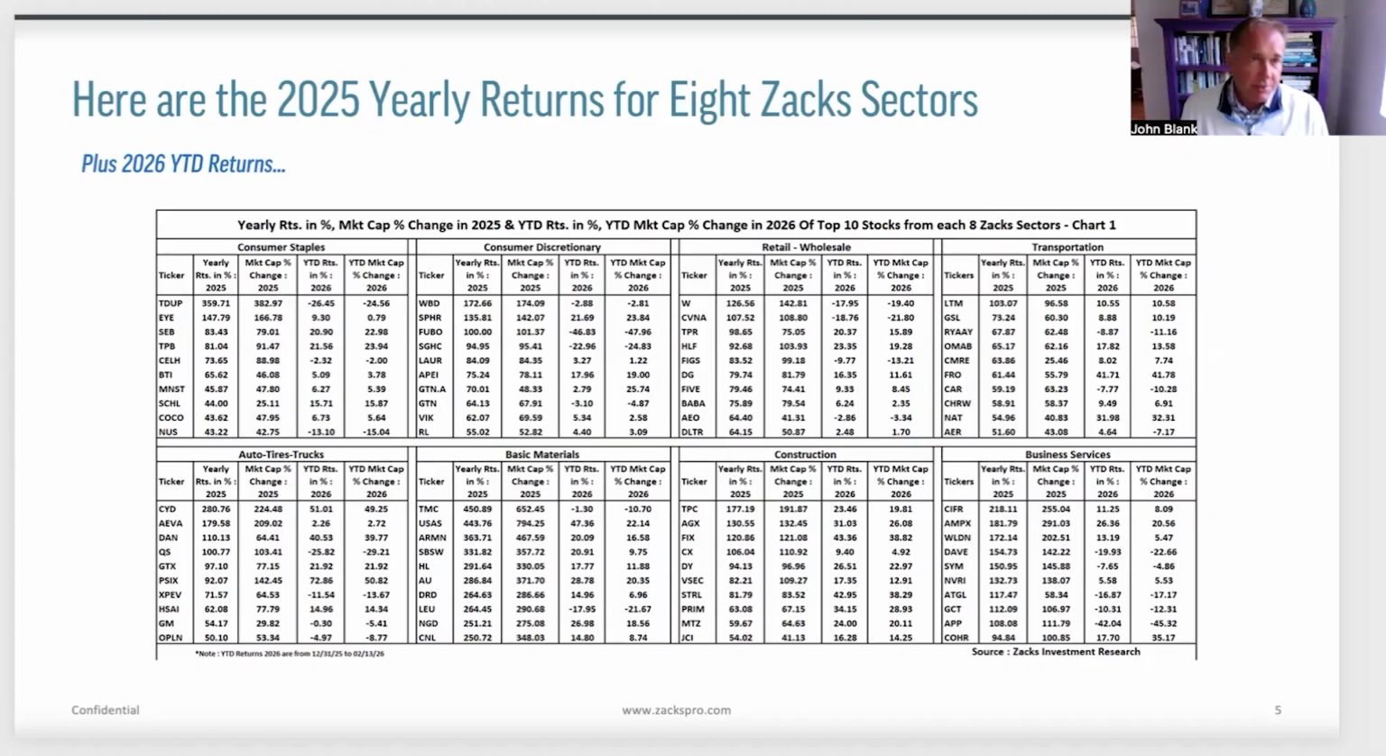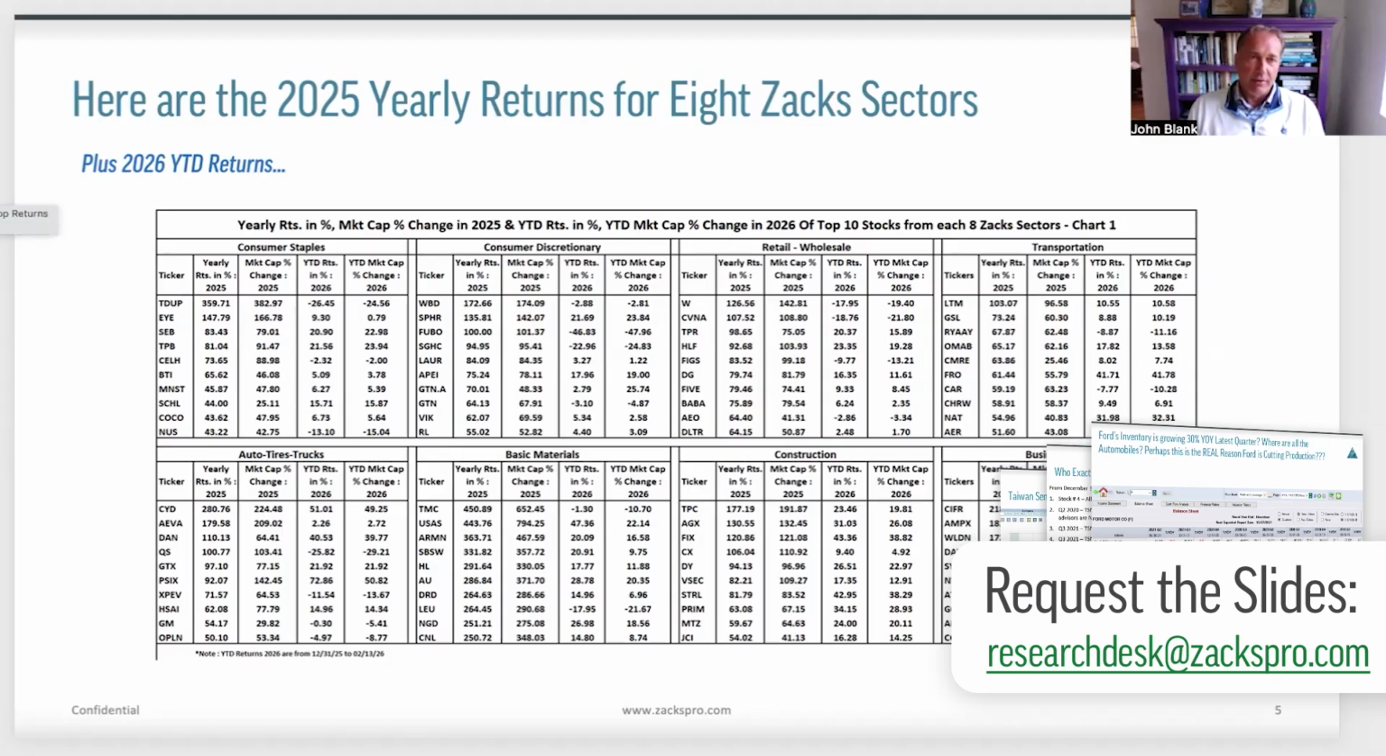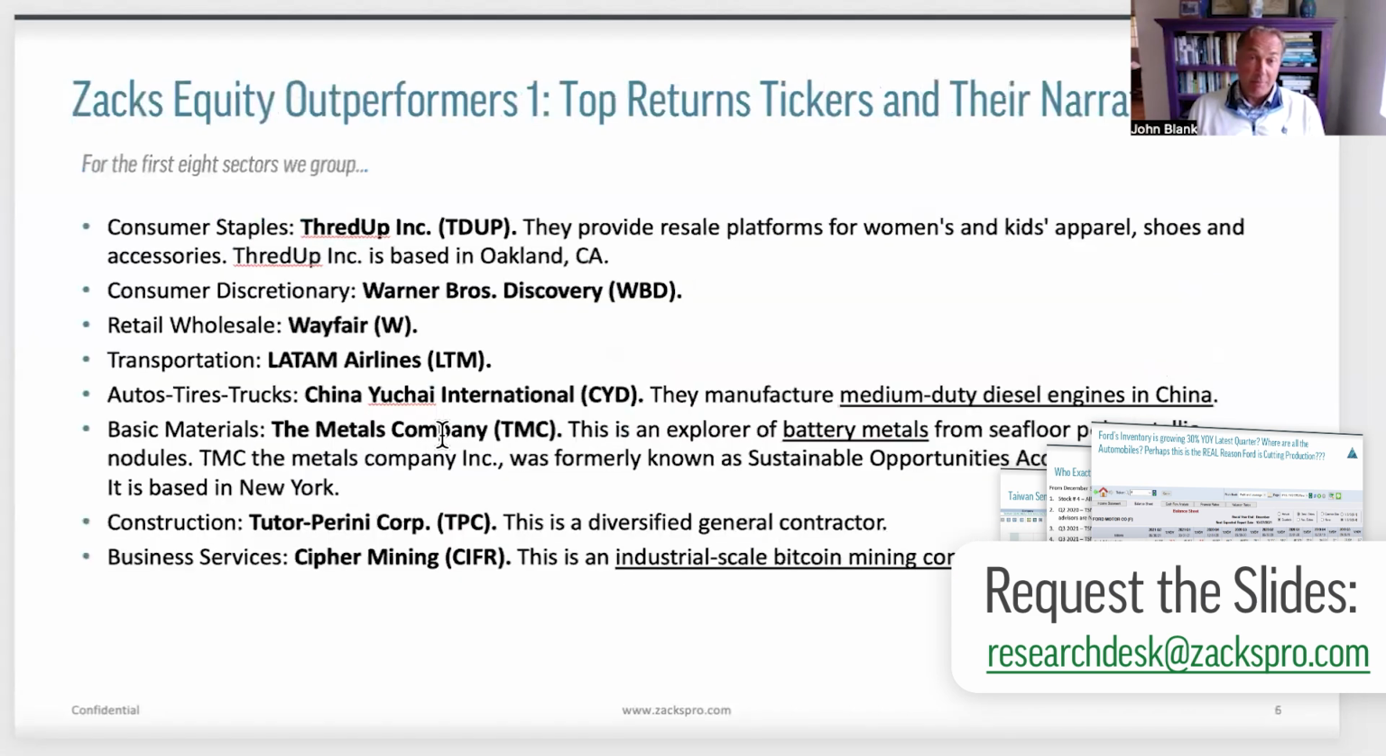But what I want to focus on is the actual top tickers in these 8 sectors. So TDUP, WBD, W, LTM, CUID, and so on. So this is a noisy chart, but go back to it, pick tickers, and understand this a little later and learn from more tickers. Now, here are the tickers I am going to show you today.